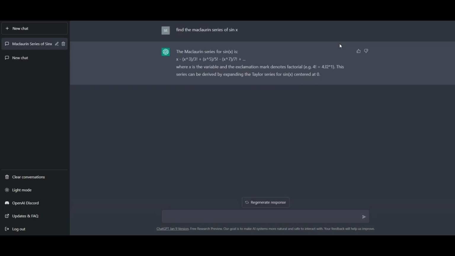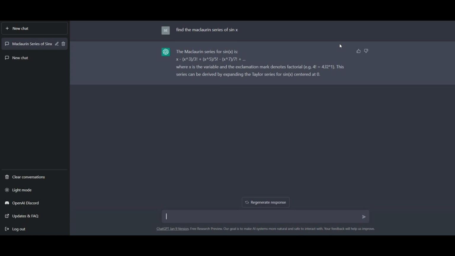If we were to look at the answer, basically ChatGPT is able to tell you the answer. The Maclaurin series for sin x is x minus x to the power 3 over 3 factorial plus x to the power 5 over 5 factorial, subtracting away x to the power 7 over 7 factorial. And it briefly tells you how to derive the answer, which is expanding the Taylor series for sin x centered at x equals 0. The only issue of this is that it doesn't show you how to go about deriving the answer to the Maclaurin series of sin x.